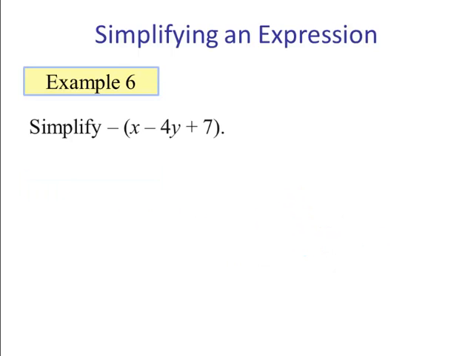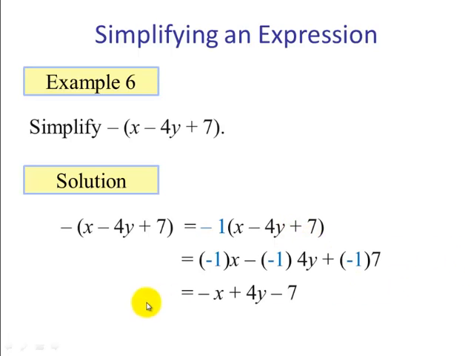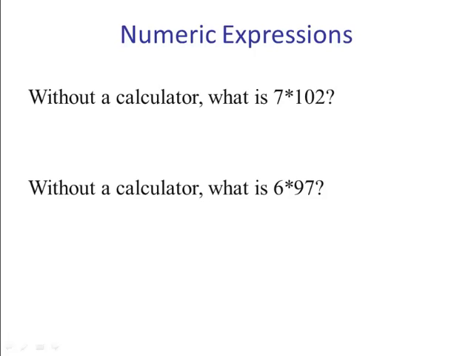Example 6. Simplify the negative of the quantity x minus 4y plus 7. Again, we can think of this minus as a negative 1. Distribute negative 1 over all three terms. Gives us negative x plus 4y minus 7. And as we can see here, basically for each term the sign changed. Now let's do an example involving numerical expressions.